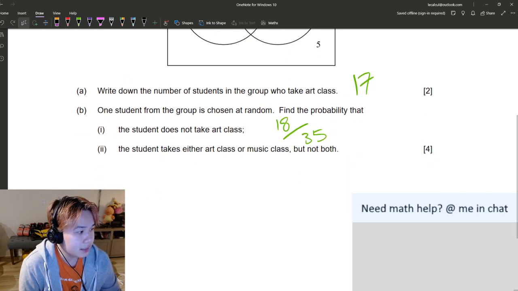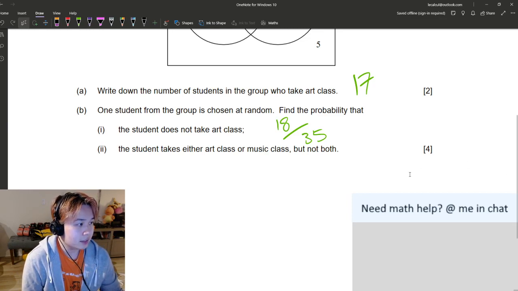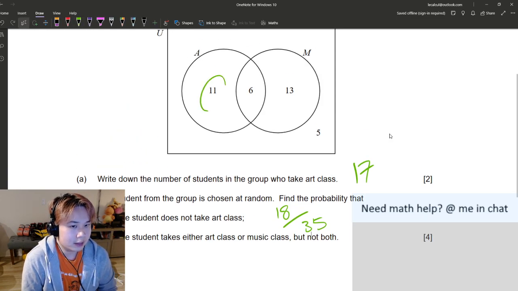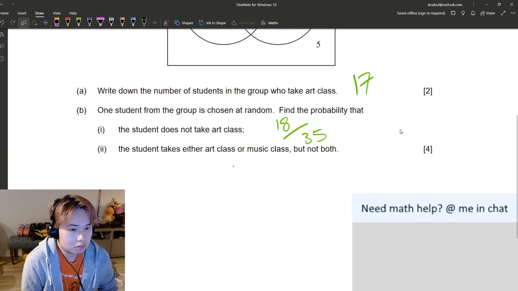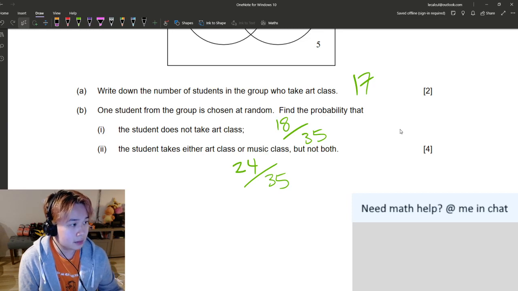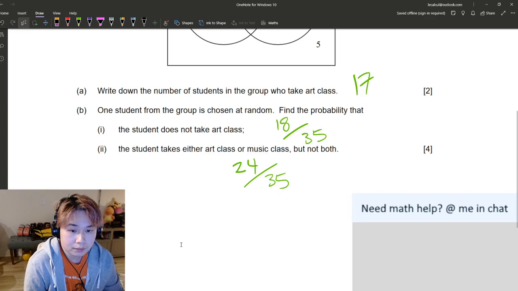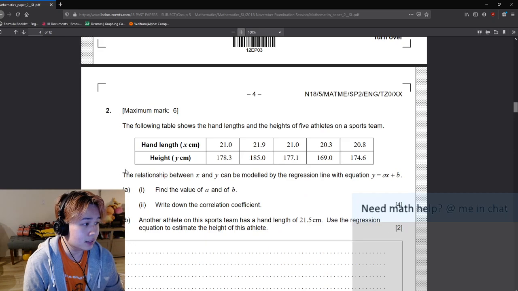Okay, and then the student takes either the art class or the music class, but not both. So art class or music class, but not both. So 11 plus 13. What is 11 plus 13? 24? 24 out of 35. Okay, not bad. I don't see why this is in a calculator section.